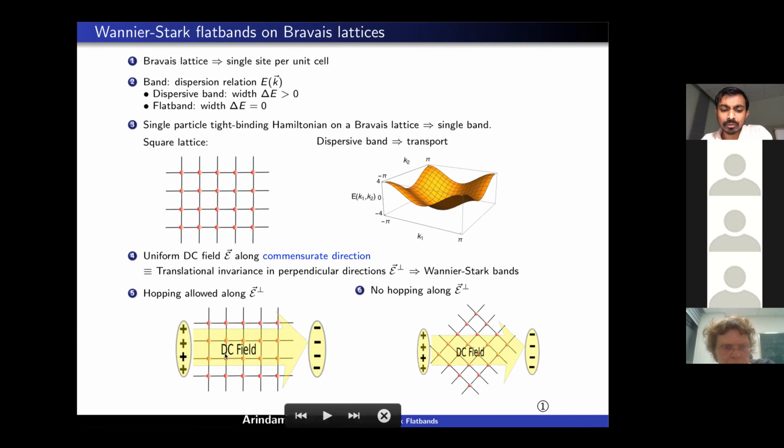Now there are two kinds of band structure possible. One is when along the perpendicular direction of the DC field, the lattice sites are connected by hopping, and in the other case, there is no allowed hopping. The second case actually has infinitely many possibilities. Here are a few possibilities; for example, for a square lattice, I have two such directions. So I will mainly focus on the second case.